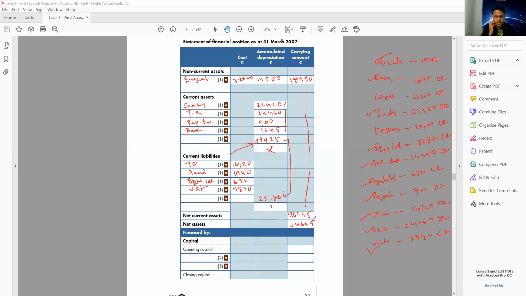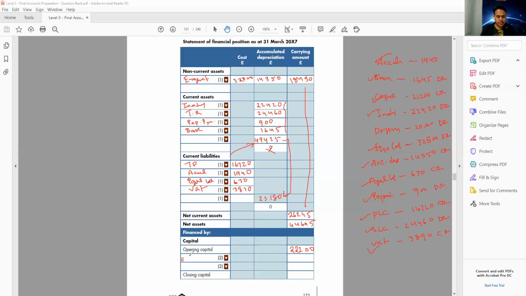Okay, so this is done. So the big section is done. Now we have to do our next section, that is capital. So let's find the opening capital. How much was the opening capital? Opening capital was 22,200. Then we have to add the profit.